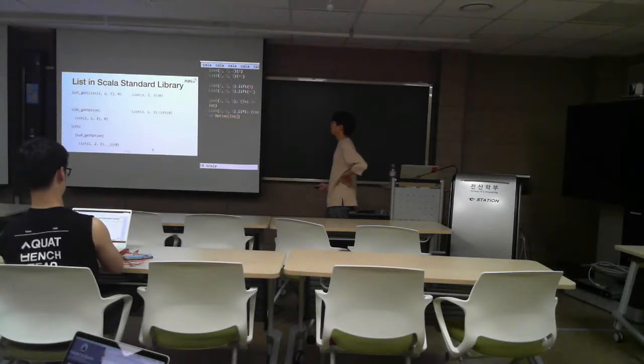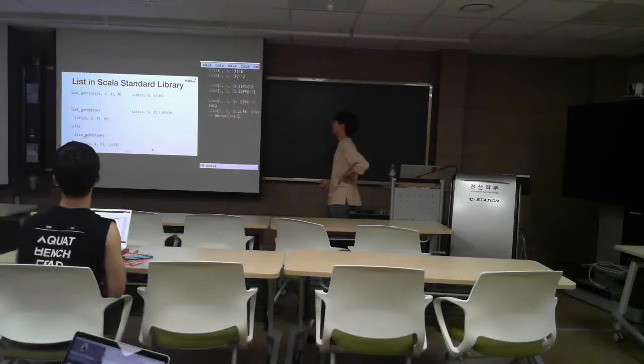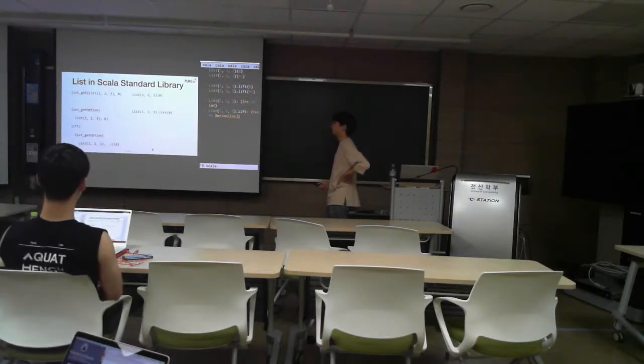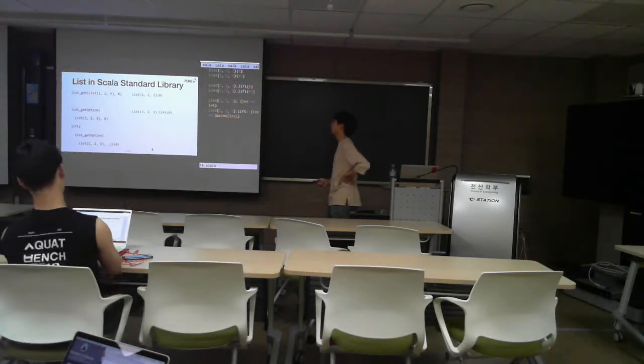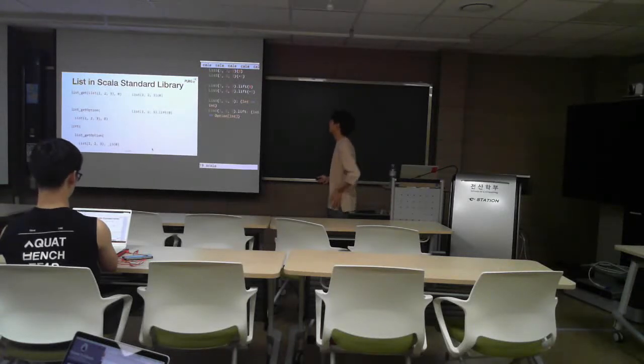Also, there exists a get option version in the standard library. So here is a typo. This should be list get instead of list get option. So we can implement the list get option function by using list and the lift function. Like that, if we lift this function, then it will be a safe function which returns Some value if the index is valid and None if the index is invalid.